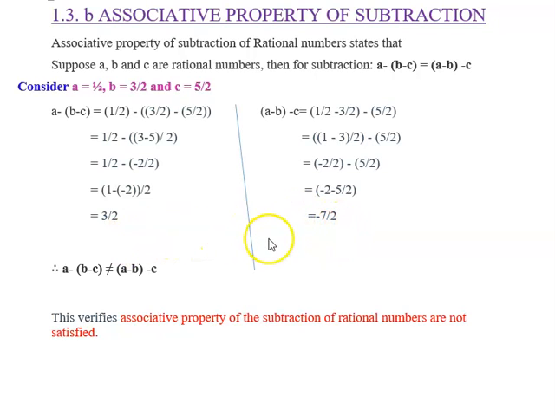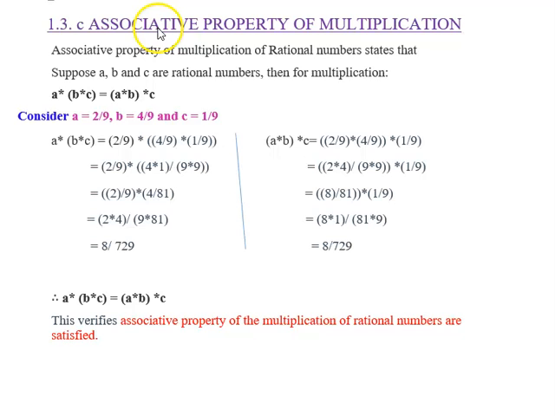So from this example, we are seeing that (a - b) - c is not equal to a - (b - c). So we can say that associative property of subtraction of rational numbers is not satisfied. The third property is associative property of multiplication.